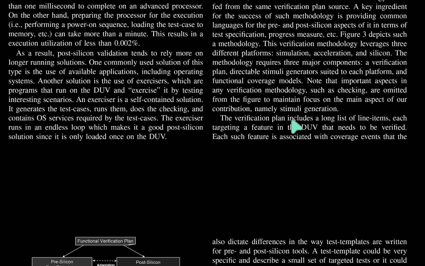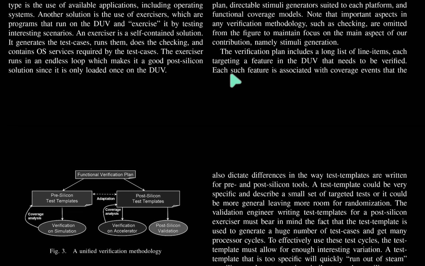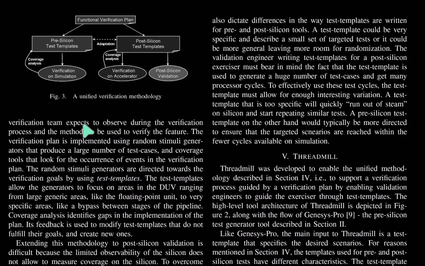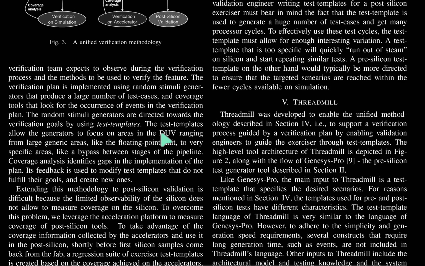The verification plan includes a long list of line items, each targeting a feature in the DUV that needs to be verified. Each such feature is associated with the coverage event that the verification team expects to observe during the verification process, and the method to be used to verify the feature. The verification plan is implemented using random stimuli generators that produce a large number of test cases, and coverage tools to look at the occurrence of the events in the verification plan.